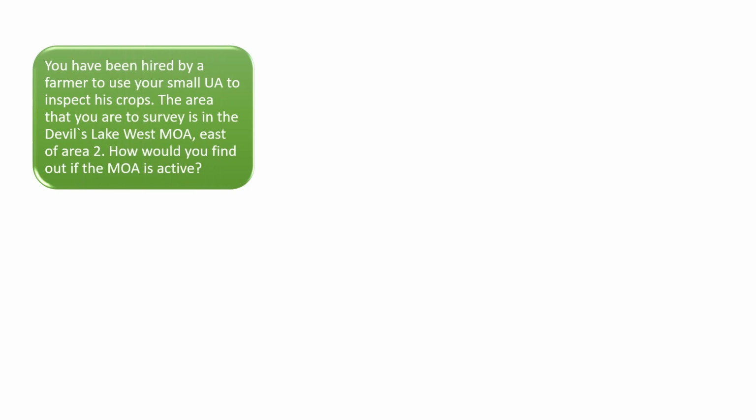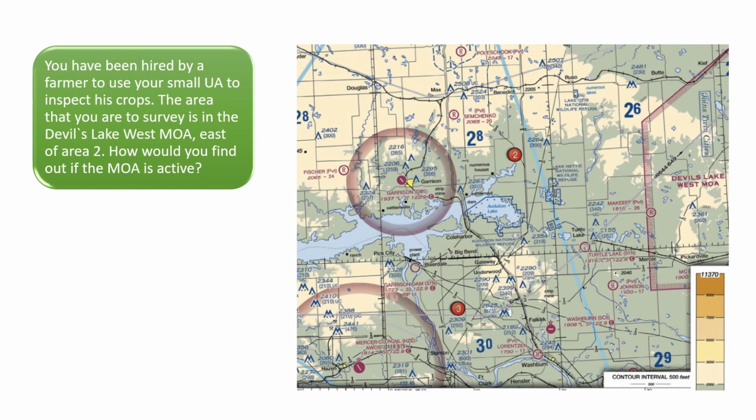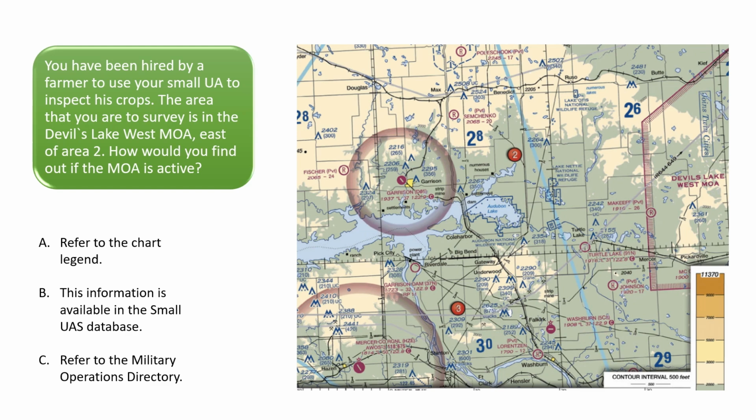You have been hired by a farmer to use your small UA to inspect his crops. The area that you are to survey is in the Devil S Lake West MOA, east of Area 2. How would you find out if the MOA is active? Notice the area to the east of Area 2 on the far right side of the chart. This area surrounded by the red lines is known as an MOA, or Military Operations Area.